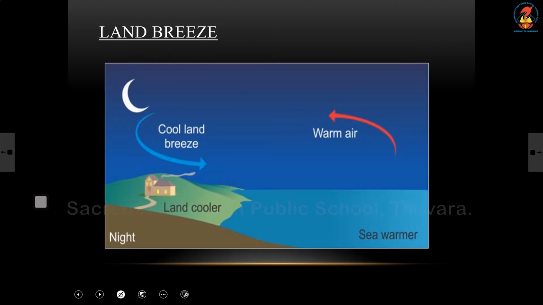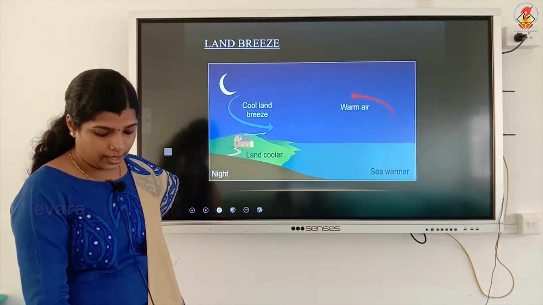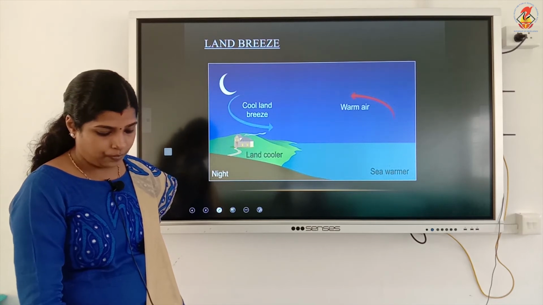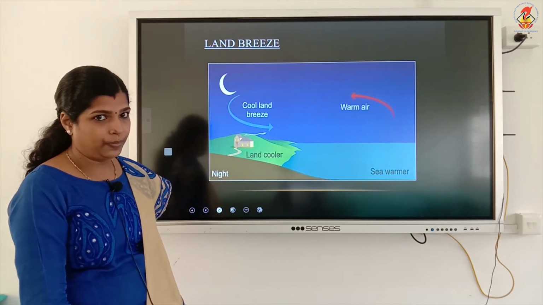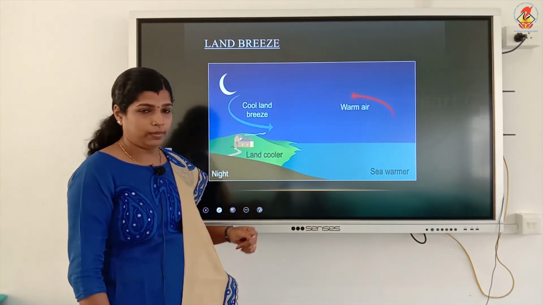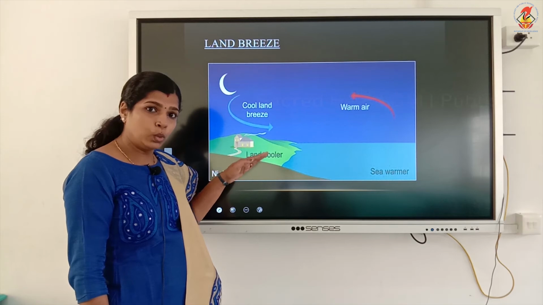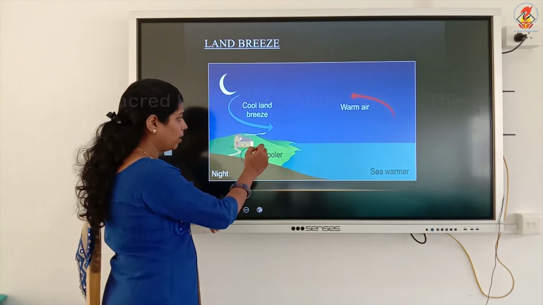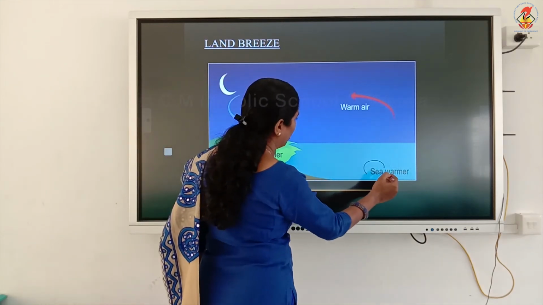Now at night what will happen? The reverse thing will happen. At night it is exactly the reverse. The water cools down more slowly than the land. So, cool air from the land moves towards the sea. This is called land breeze. At night time, the land will become cooler faster than water. So, the land will be cooler, but the sea will be warmer.